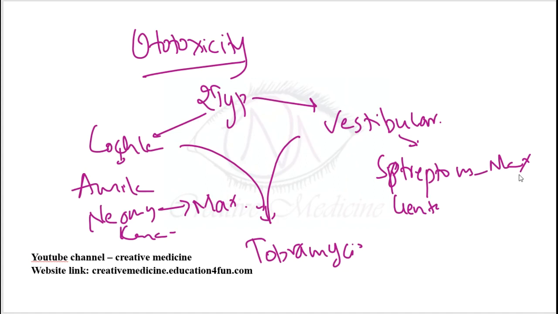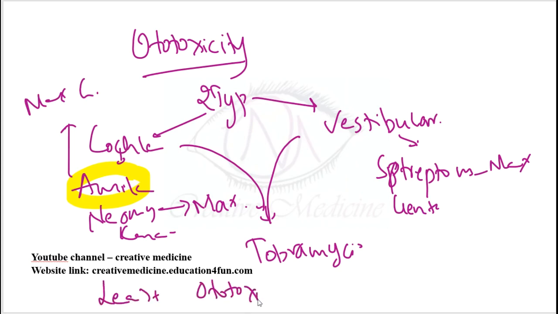Then overall maximum hearing loss is caused by amikacin. Amikacin will cause overall maximum hearing loss. Then which is least ototoxic? Least ototoxic is netilmicin. Netilmicin is the one which is least ototoxic.